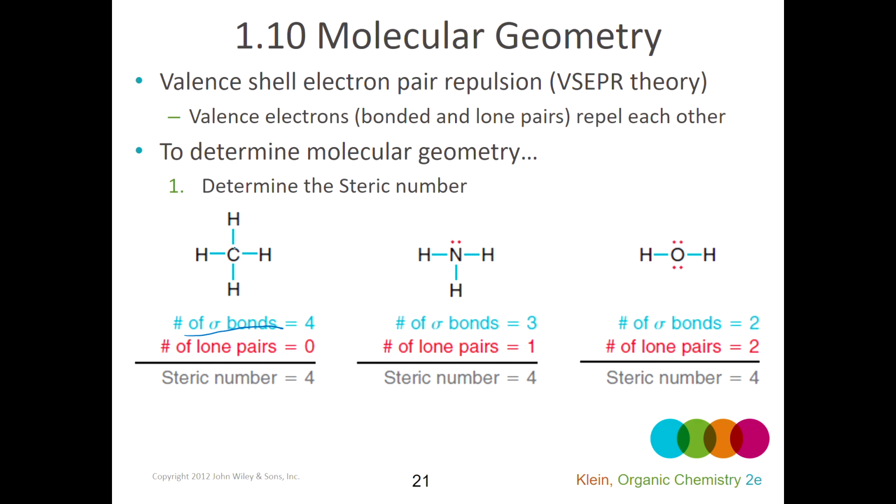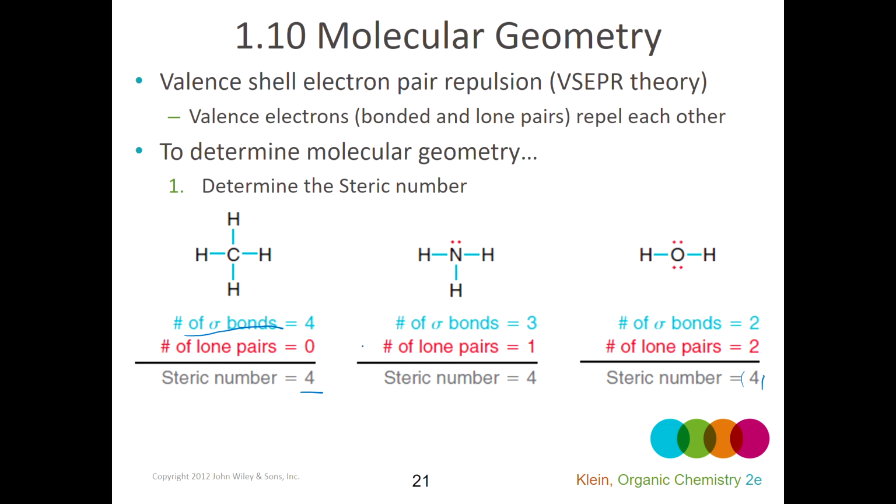Right? So in the case of this carbon, we're just looking at this carbon so we can analyze its geometry and what shape it has. It's got 4 sigma bonds and 0 lone pairs. So 4 plus 0 gives it a steric number of 4. In the case of the nitrogen, it has 3 sigma bonds and 1 lone pair. So 3 plus 1 is also 4. And here for water, the oxygen has 2 sigma bonds and 2 lone pairs. And so adding 2 plus 2 also gives me 4. So these all have the same steric number.